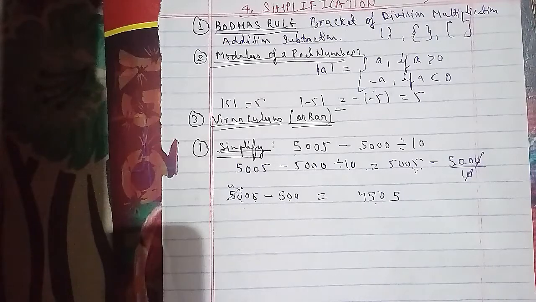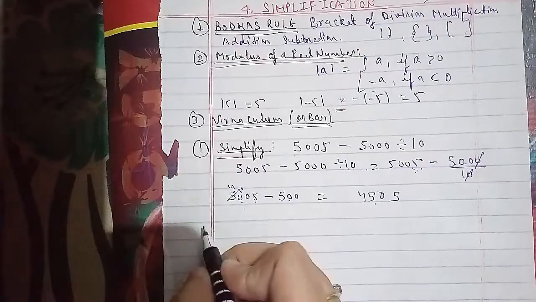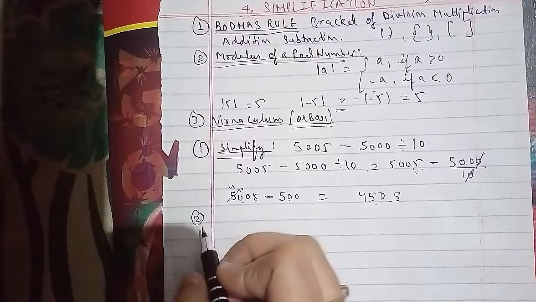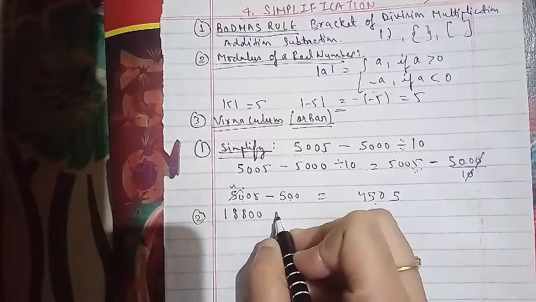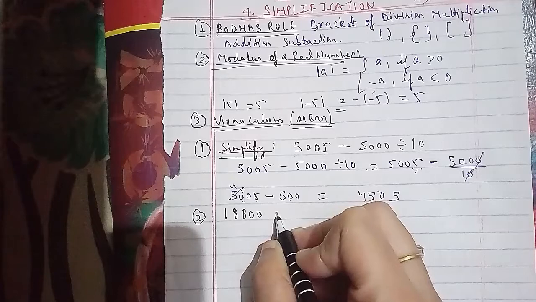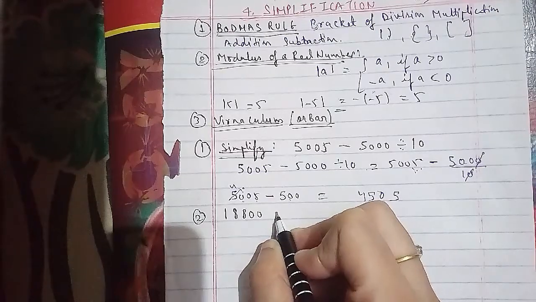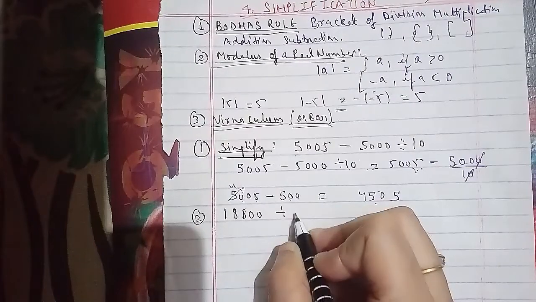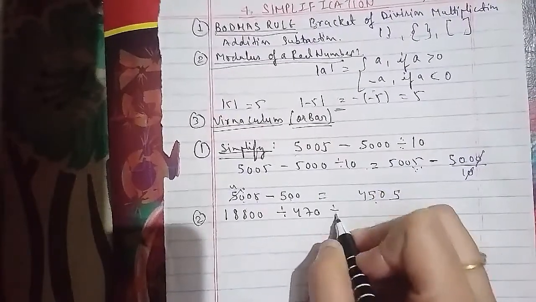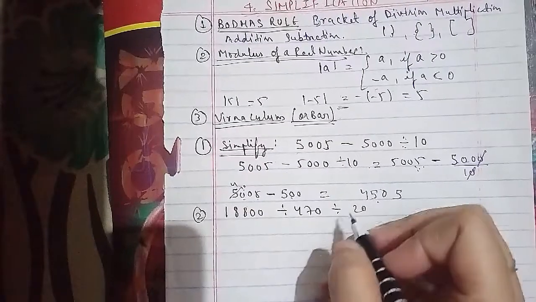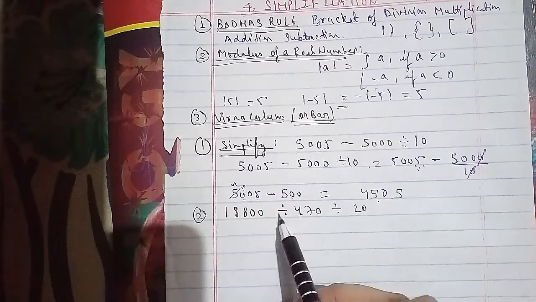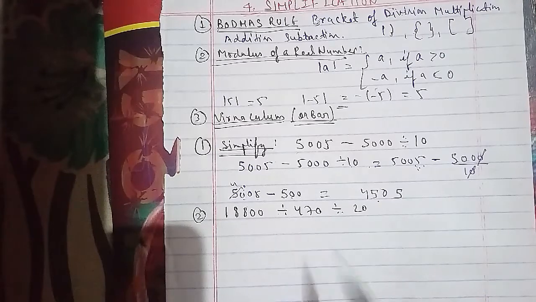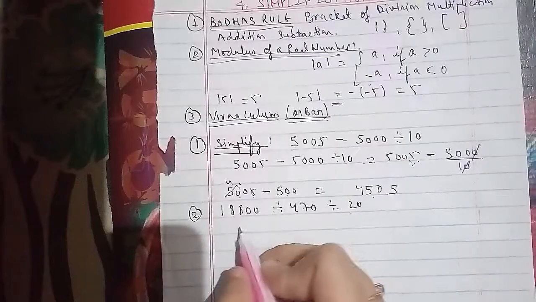Now we'll talk about the second question that we have to simplify. The second question we have is 18,800 divided by 470 divided by 20. First we have the divisions, and then we'll solve them one by one. So there are two operations that we have to perform here. First we'll divide this, and then we'll divide this.